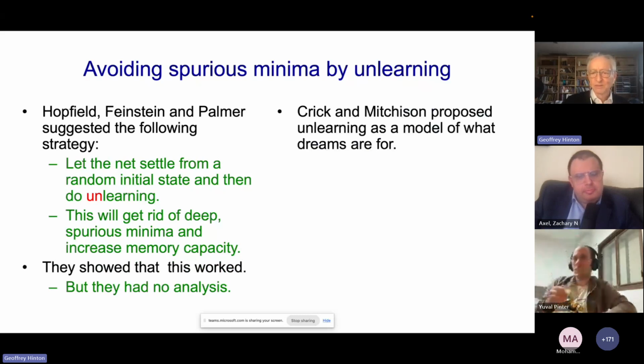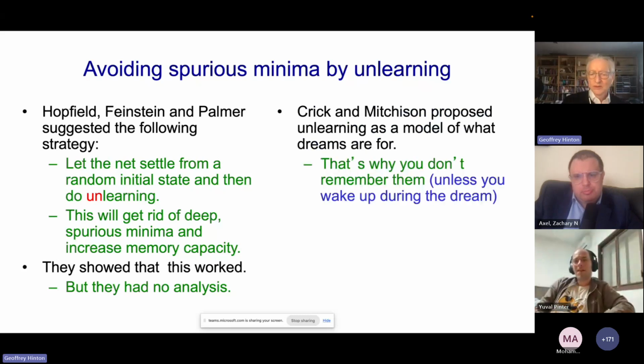Crick and Mitchison proposed that unlearning might be a model of what dreams are for. So when you dream, you don't remember your dreams. That is, the dream you had just before you woke up is in your short-term memory, probably in temporary changes to the weights in your neural net. It'll fade very quickly, but you can remember the last bit of the dream you had just before you woke up. But if we wake you up at random times during the night, we can see you dream for several hours each night and you don't remember them.